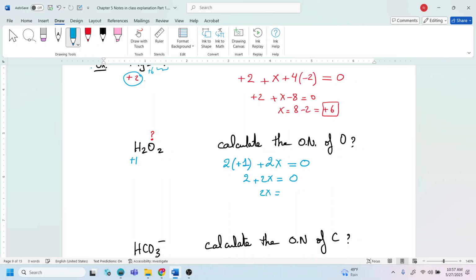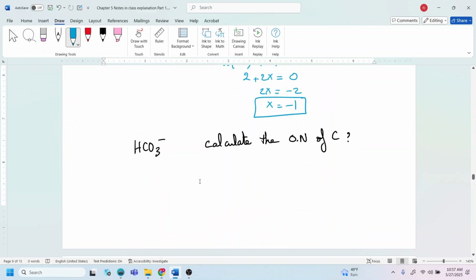So 2x is equal to minus 2, and x is equal to negative 1. Oxygen is normally negative 1 whenever it is coupled with hydrogen. And this is the proof over there. So this is negative 2 plus 2, the charges are balanced.